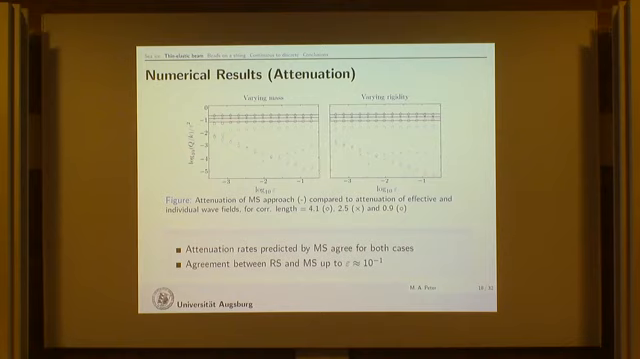So the attenuation rates predicted by this multiple scale method agree. That's also interesting to know because I can scale out the epsilon here very explicitly, because I have the formula on the paper, and I get agreement between the random sampling and the multiple scale method up to about, as I said, a tenth, right? Then they start to drift off.